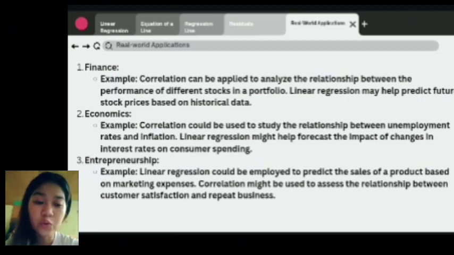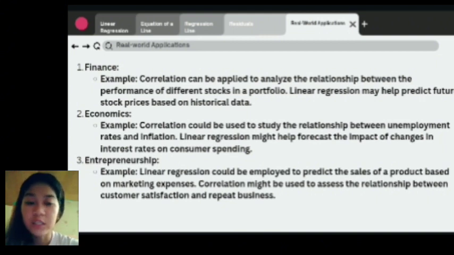Data collection means gathering data on past advertising expenditures and corresponding sales figures. And we have the linear regression model. Use linear regression to create a model that predicts sales based on advertising spending. And also predictions: with the trained model, you can now predict future sales based on planned advertising budget.